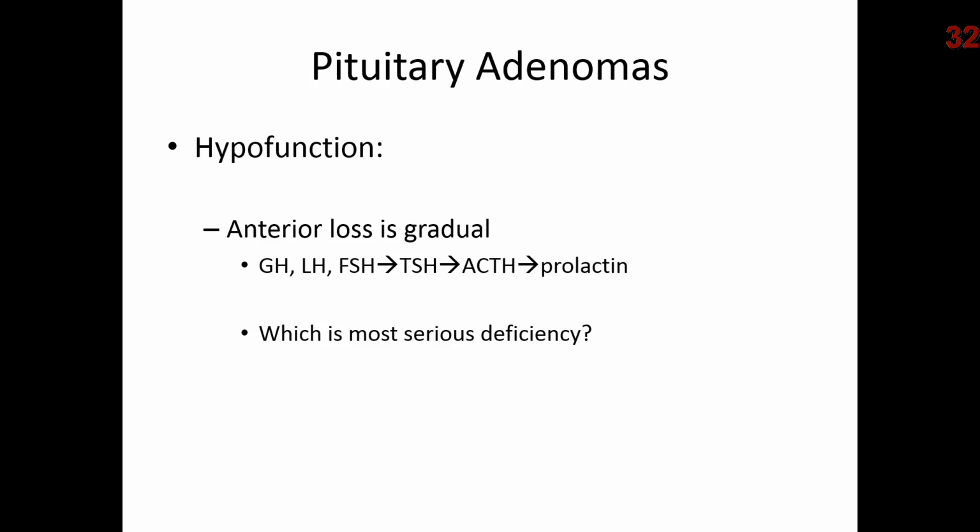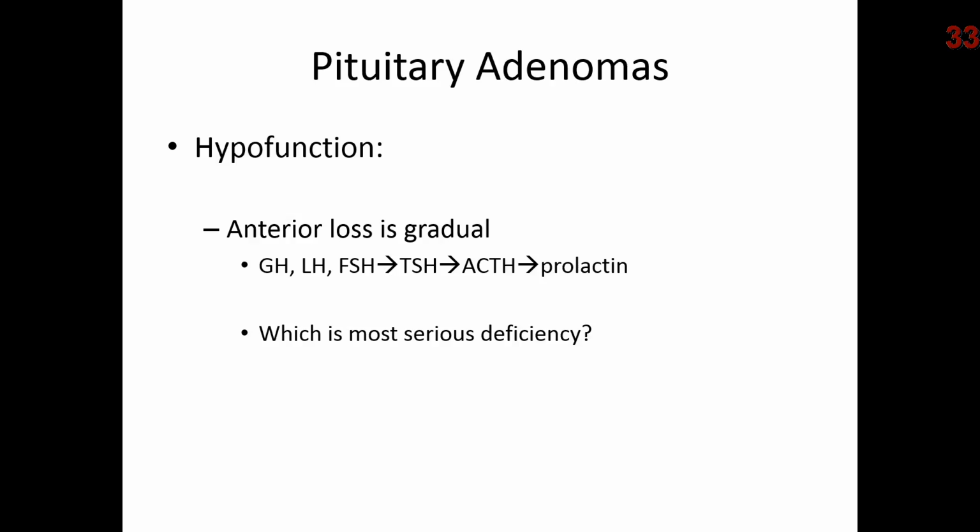With hypofunction, what we see is a gradual loss of these anterior hormones. I've put it in perspective for you. There's what we call an anticipated pattern of loss. Typically, the first hormone that's gradually lost would be the growth hormone. It'll be the first one undersecreted, and then you'll have luteinizing hormone and follicle-stimulating hormone.